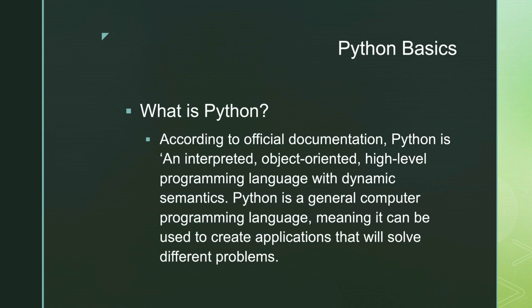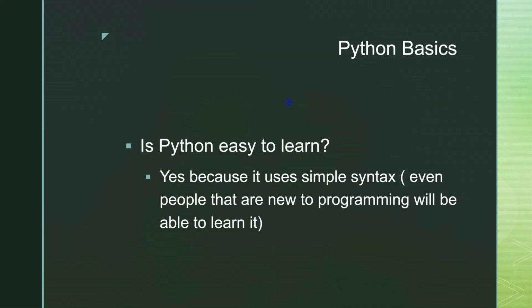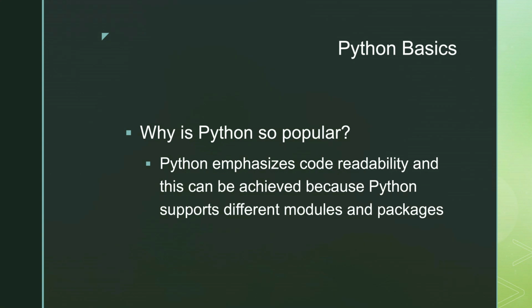So what is Python? According to the official documentation, Python is an interpreted, object-oriented, high-level programming language with dynamic semantics. Python is a general computer programming language, meaning it can be used to create applications that will solve different problems. We will see what it can be used for. So, is Python easy to learn? Yes, the answer is yes, because it uses very simple syntax and anyone can learn it, okay? So why is Python so popular?